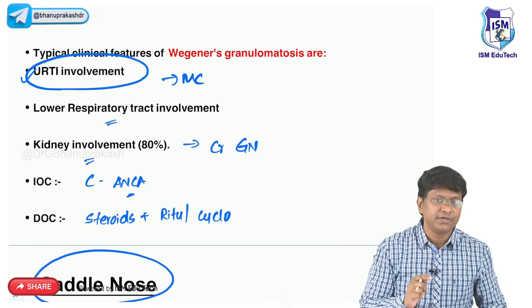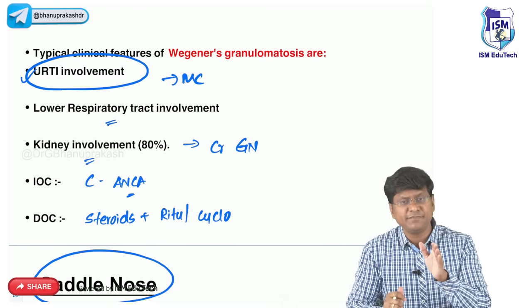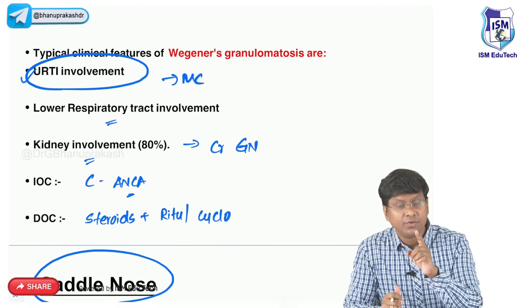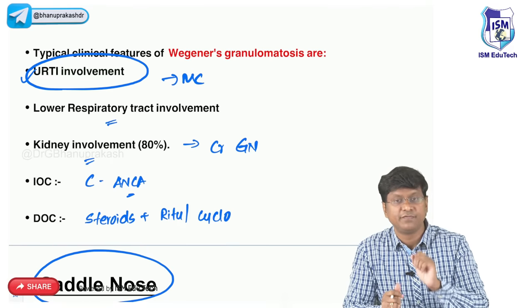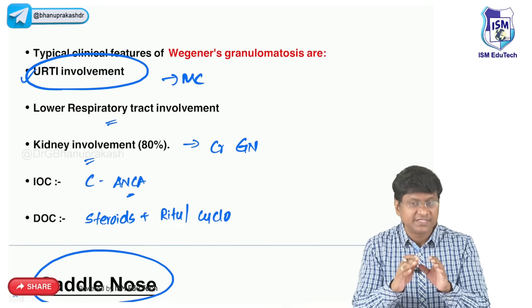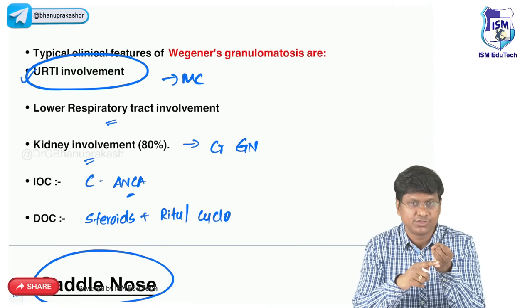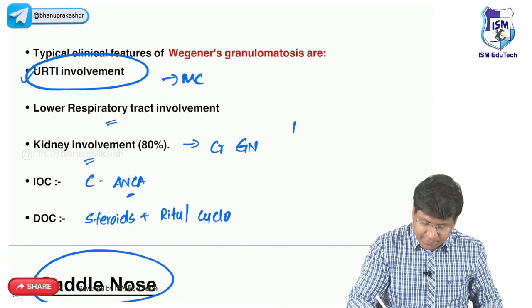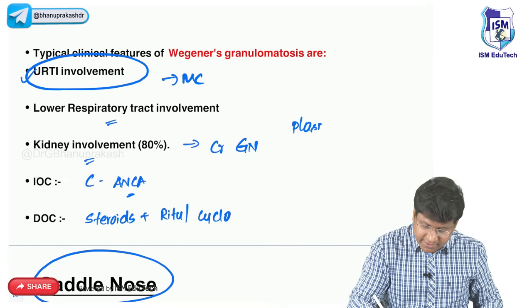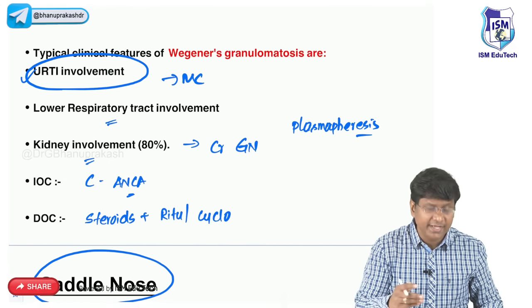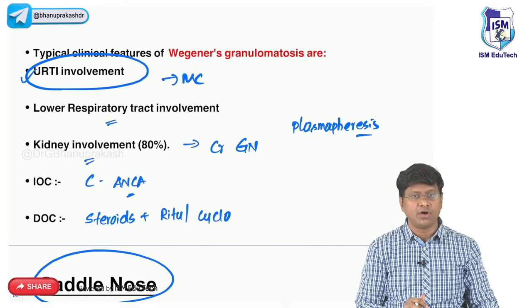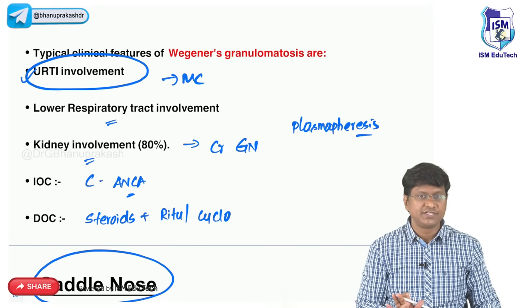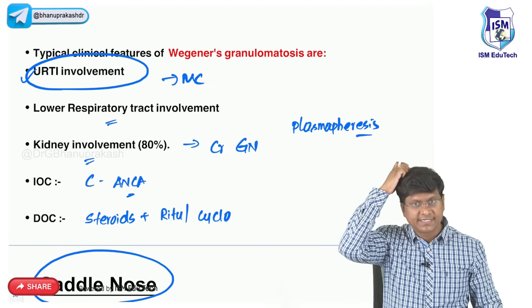Then another important treatment is plasmapheresis. Plasmapheresis is sometimes recommended for very severe manifestations of granulomatosis with polyangiitis, like whenever there is diffuse alveolar hemorrhage or rapidly progressive glomerulonephritis. That is the point when the patient may require plasmapheresis, where they take out the antigen antibody complexes. So this is about granulomatosis with polyangiitis, which is a small vessel vasculitis, right?